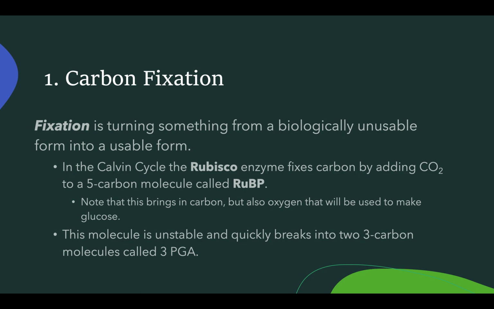For this phase, what's going to happen is an enzyme called Rubisco, an abbreviation that stands for ribulose bisphosphate carboxylase oxygenase, I think. But anyway, it's called Rubisco because that name is a mouthful. This enzyme will do the carbon fixation, and it does this by adding carbon dioxide to a pre-existing 5-carbon molecule called ribulose bisphosphate, or RuBP.